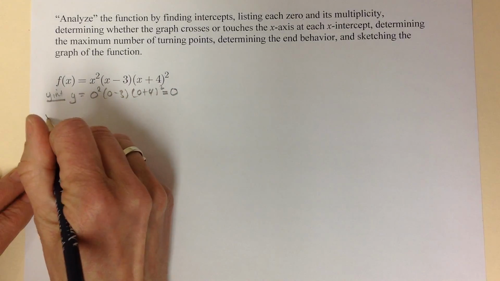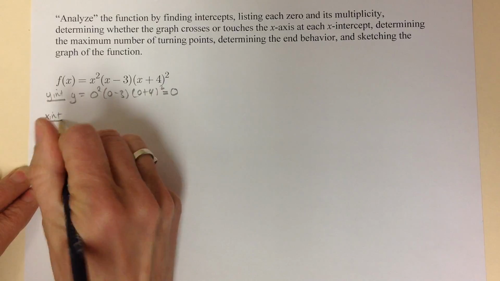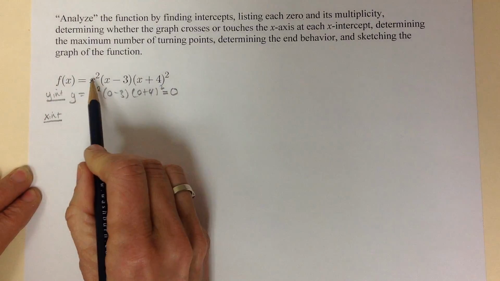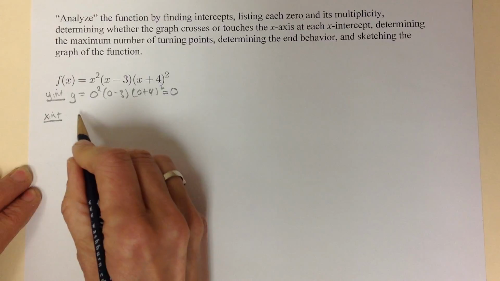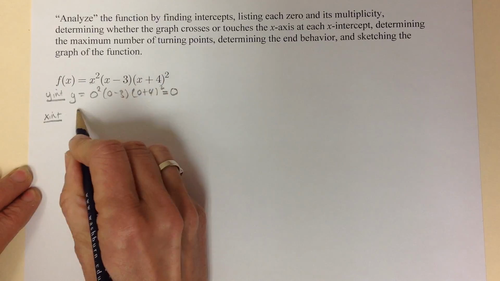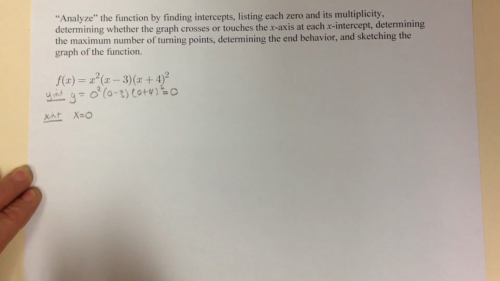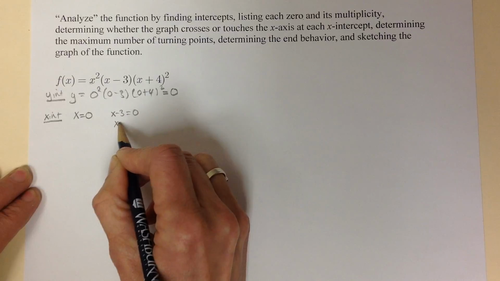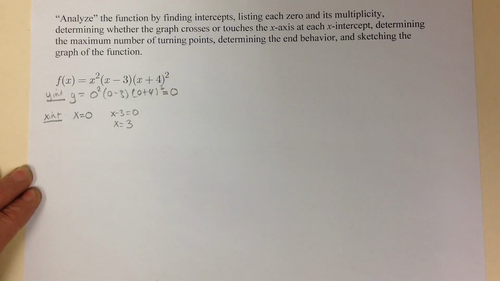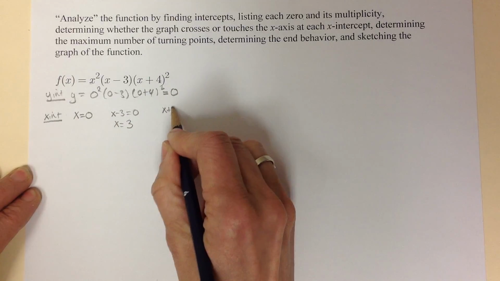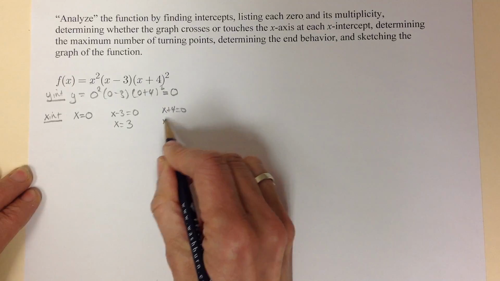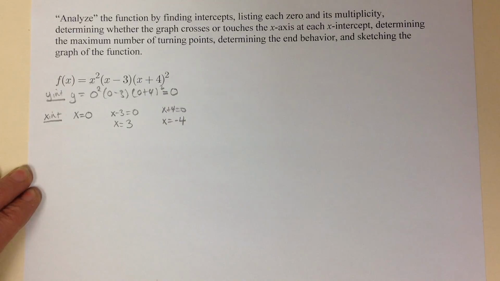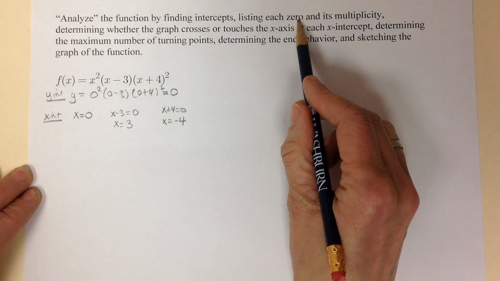Alright, for the x-intercepts, which again, that's the same thing as the zeros, we take the factors and set equal to 0. So here the factor is x, so automatically I've got that solution, x equals 0. My next factor is x minus 3. That gives me the x-intercept of 3. And my final factor is x plus 4, which has an x-intercept then at negative 4. And again, those are also the zeros.